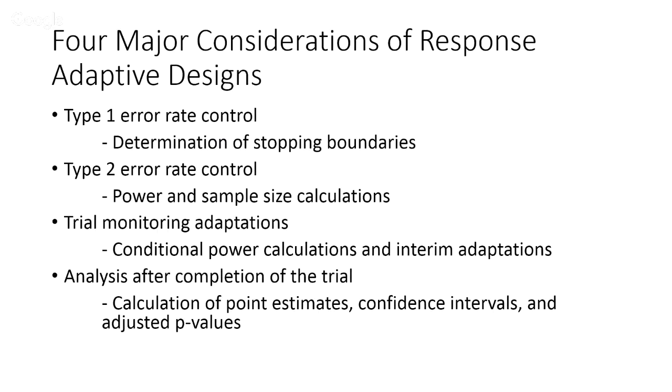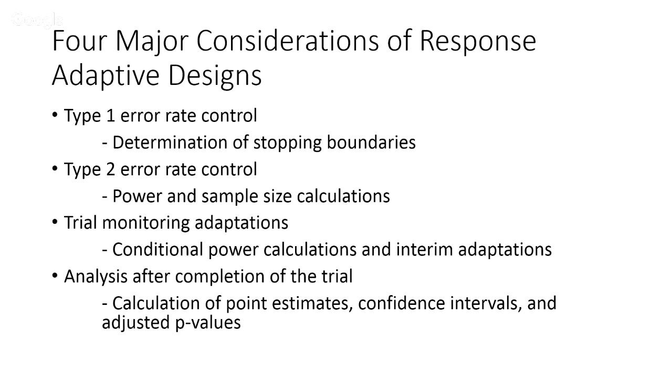So this slide will talk about 4 major considerations of response adaptive randomization designs. The first major consideration of the actual design is type 1 error control. This involves the determination of stopping boundaries. For example, how many responses or failures must be seen for the trial to be stopped and the outcome to be determined a success or failure. This is an important consideration and is generally outlined in the protocol and statistical analysis plan of the clinical trial.